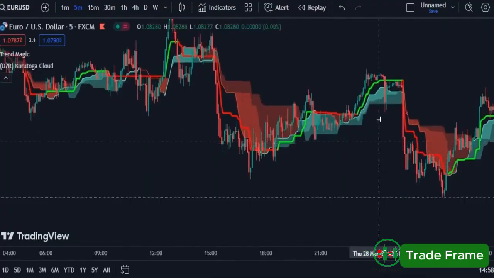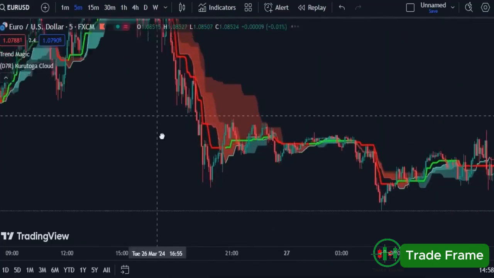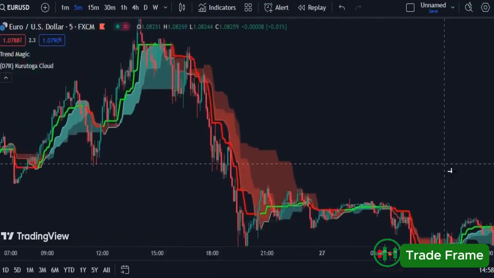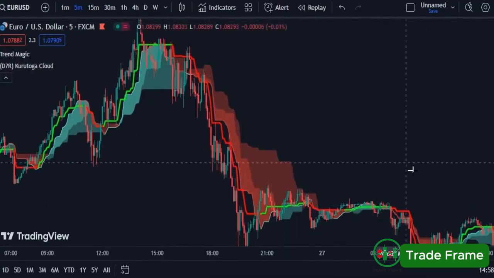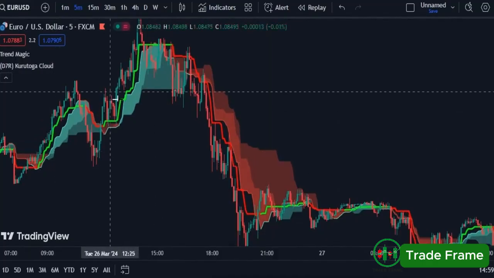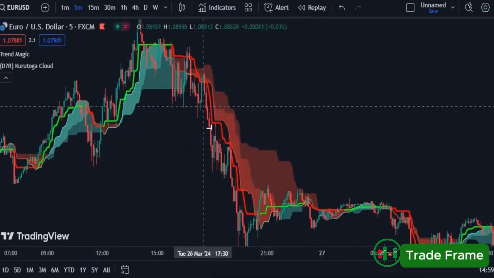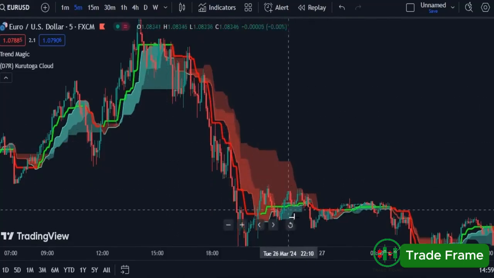Also, its default settings are sometimes suitable friends and do not need to be changed. However, we will also customize its settings later on. But now let's see how this tool can be interpreted. Whenever the price is above the cloud, we are witnessing a price increase, and whenever the price is below the cloud and the cloud is red, we are in a downward movement.